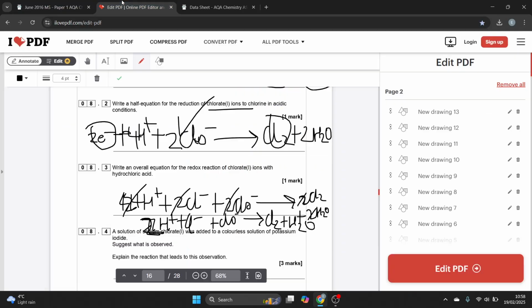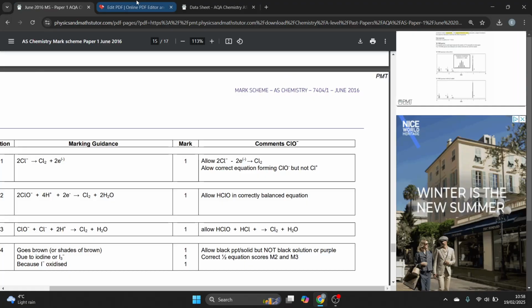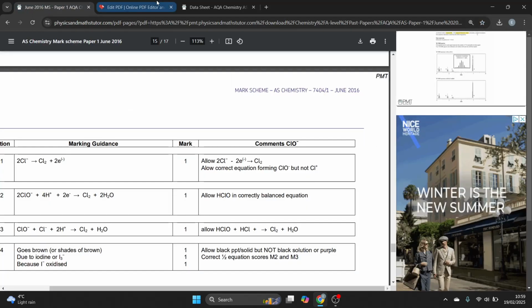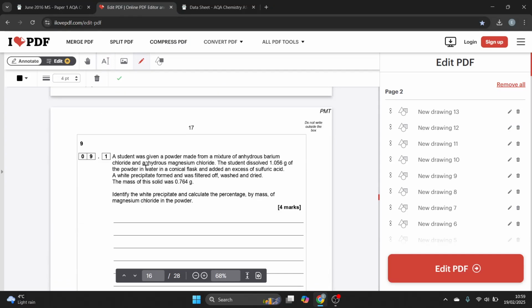Keep doing that. Suggest what you would observe when chlorine is added to a colourless solution of potassium iodide. It goes brown. Why? Due to iodine, because I minus is oxidized. So it goes brown due to iodine because I minus is oxidized.